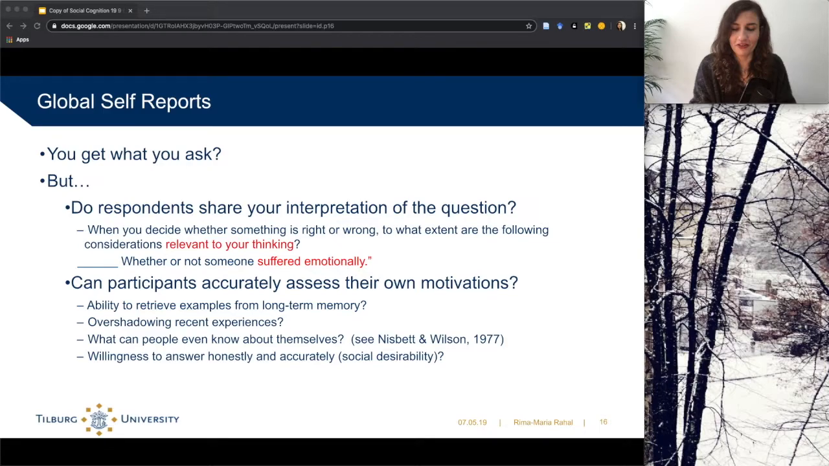I might have to think back to situations in the past where I've had to make such a decision, and then did I think about people's emotional suffering? My ability to retrieve examples from long-term memory might influence my response, right? So if I'm good at recalling situations where I've done this, but someone else is bad, we might give different answers, even though our actual behaviors look fairly similar.